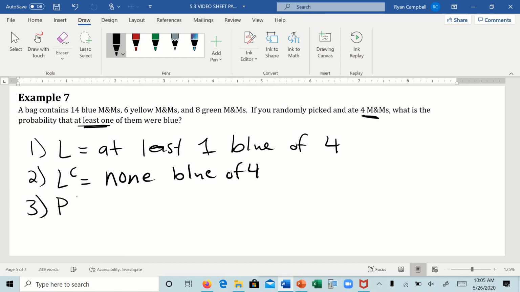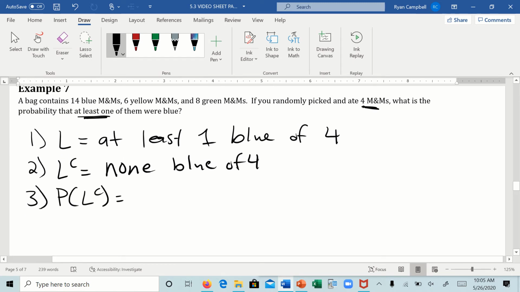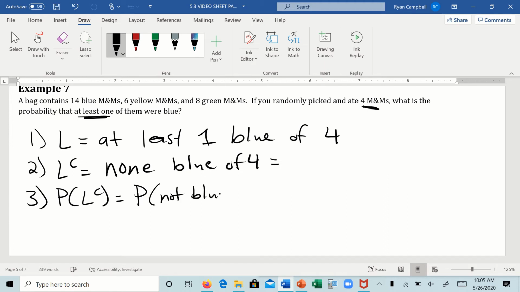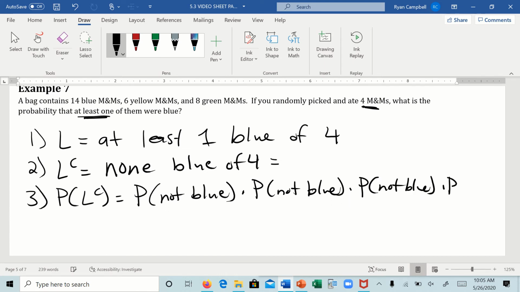So probability of the complement. If they're not blue, then they're either going to be yellow or green, some other color. And it doesn't matter which one. We don't care if it's yellow or green. They can be any combination of the two. So basically, we want not blue. The first one we pick out is not blue, and the second one is not blue, and the third one is not blue, and the fourth one is not blue.